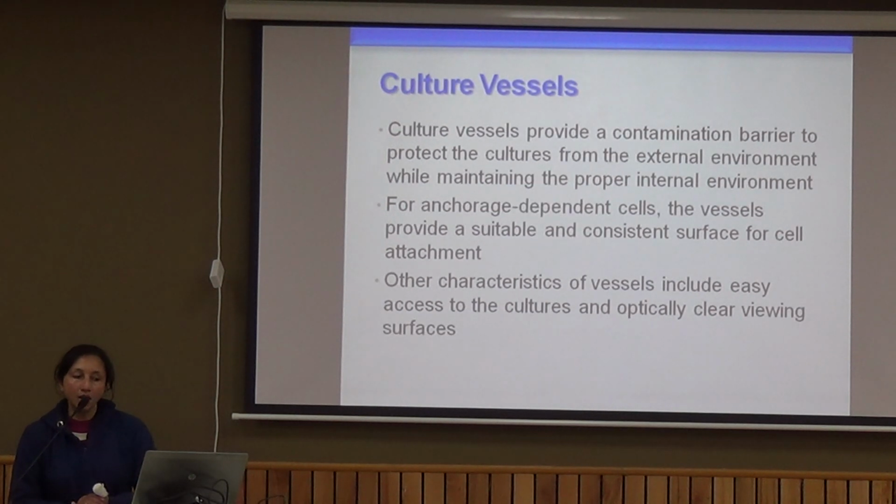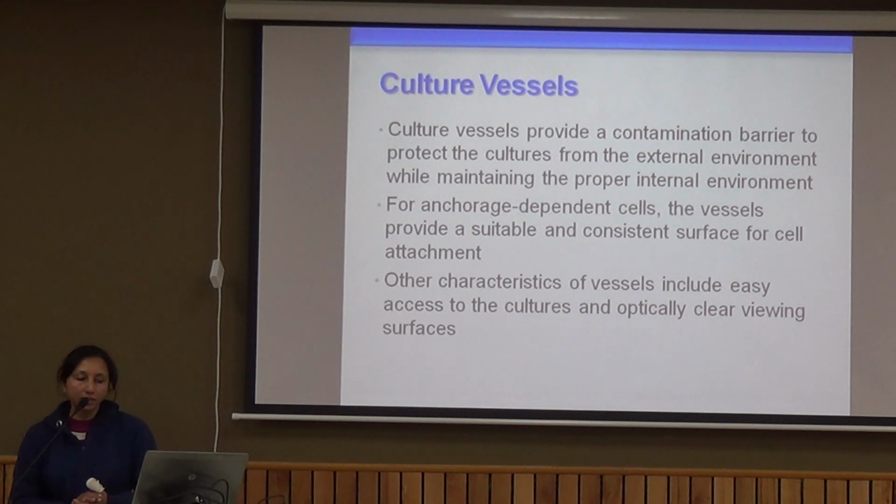Now the culture vessels. The vessels which we use for culturing mammalian cells are very important, and they have to be sterile and of good quality. Culture vessels provide a contamination barrier to protect the cultures from the external environment while maintaining a proper internal environment. For anchorage dependent cells, the vessels provide a suitable and consistent surface for cell attachment. Other characteristics of vessels include easy access to cultures and optically clear viewing surfaces.